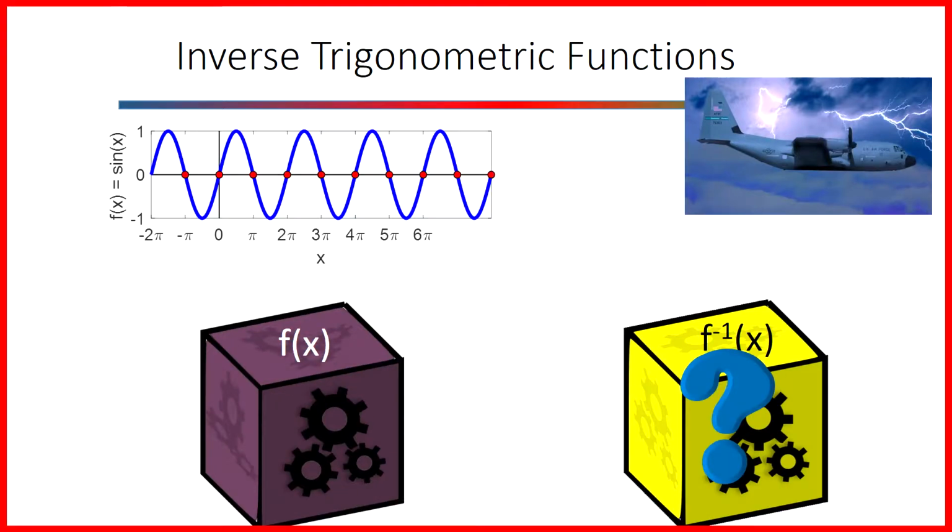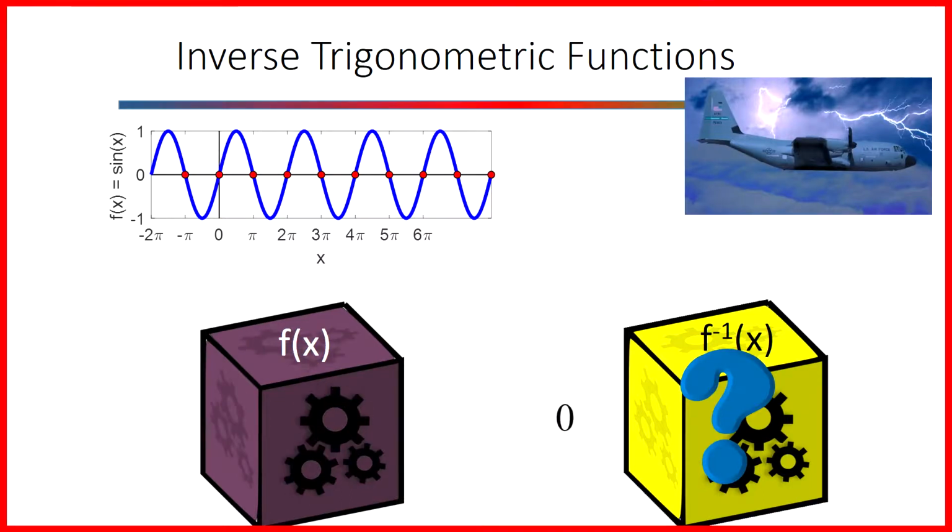Well, let's focus first on the sine function and think about its inverse. If we call our function f of x equals sine of x, then f of 0 is 0, but f of pi is also 0, and f of 2 pi is 0, and f of 3 pi is 0. You get the picture. No matter which of those inputs we stick into our function, we get the output of 0. So what should the inverse function give us?